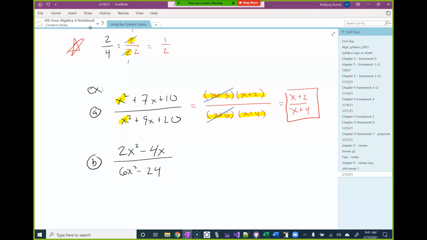What else might we be able to do? Think back to your factoring tree. What's the very first thing we check for in the factoring tree? A greatest common factor. Do you see a greatest common factor? 2x. Excellent. So after we factor the 2x off, what's left? X minus 2. Everybody agree with that? Okay.